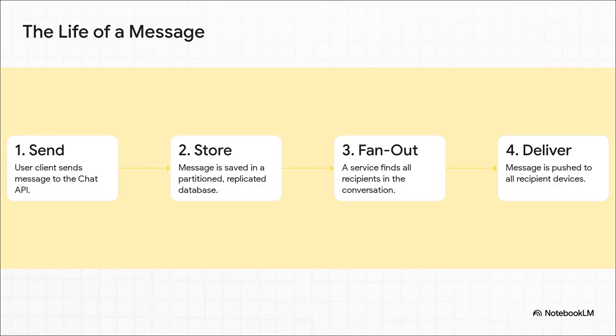So the moment you hit send, your app shoots that message over to the chat service. That service immediately stores a copy in a database, just to be safe. And then the real magic happens, a process called fan-out. This service figures out every single person who needs to get that message and pushes it out to all of their devices. We're talking phones, laptops, everything, all in a fraction of a second.